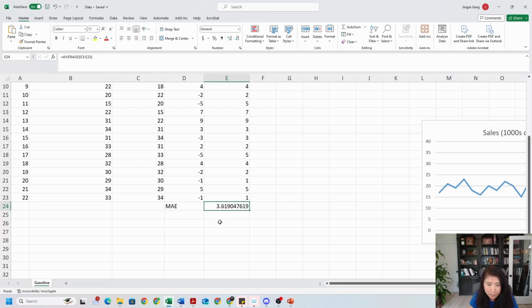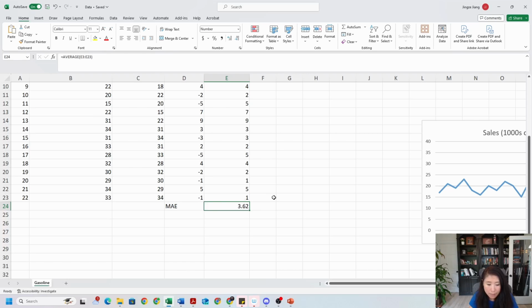I can keep 2 decimal places so that it's easy for me to read. In order to do that, I just need to select the cell and go to the top. There is a tab called Home, and there is a section called Number. This one is called Decrease Decimal. I can just click until I get the right number of decimal places I'm looking for. Okay, so this is the MAE, mean absolute error.